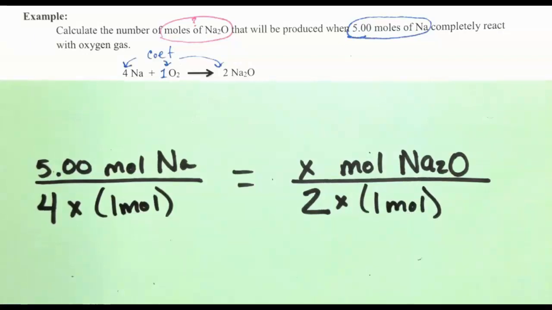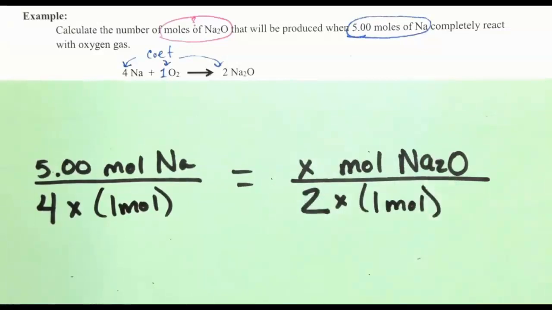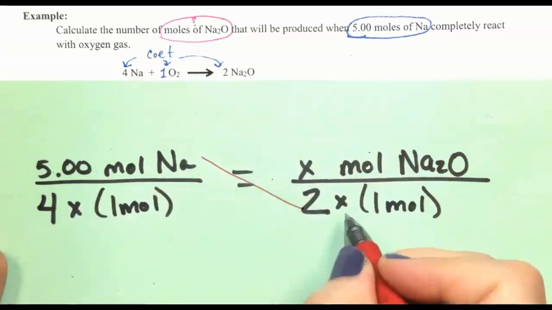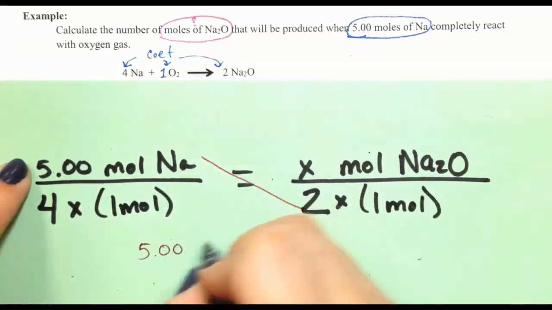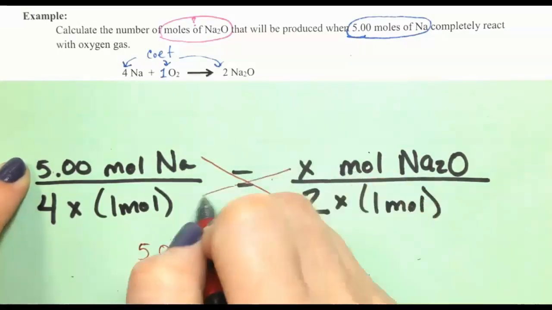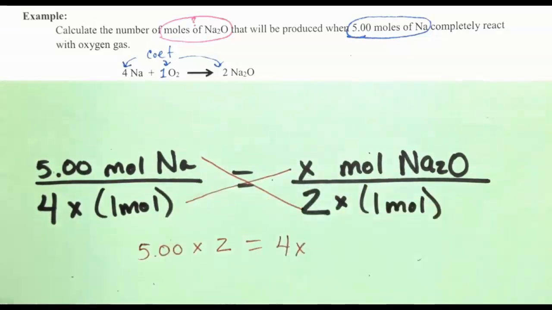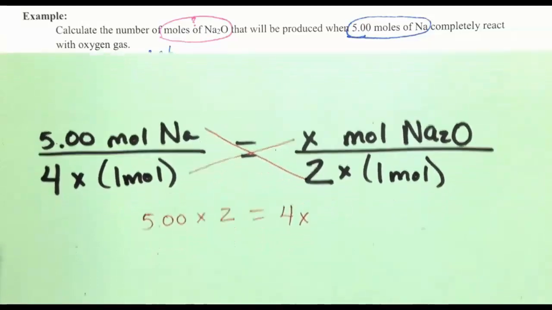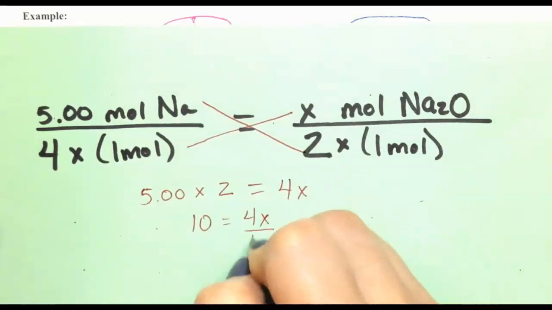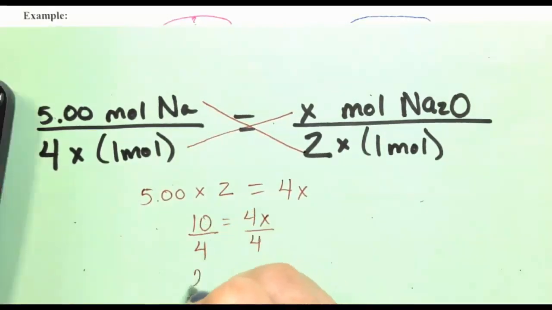Now we're going to do some math to solve for our X, which is right here. So we're going to do some cross multiplying, which means we're going to take this times this, 5.00 times 2 equals this times this. So it's going to be the 4 times the X, which gives us 4X. And now we're going to solve for X. Of course, 5 times 2 is 10 equals 4X. And then we're going to divide both sides by 4 in order to get X is equal to 2.5.